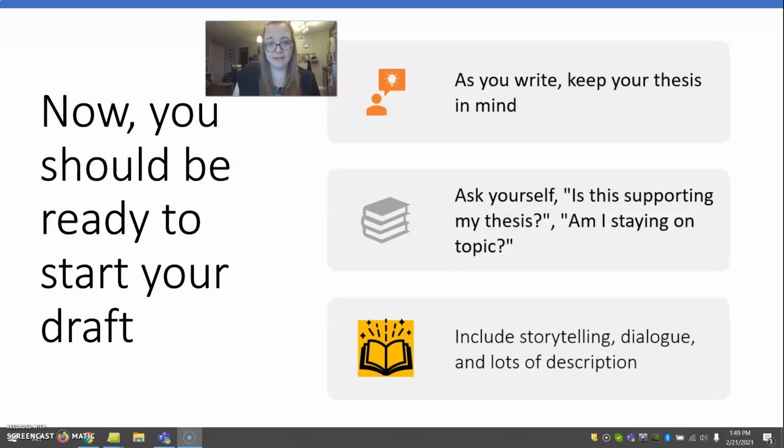But some things to keep in mind: ask yourself if you're supporting that thesis, if you're staying on topic. And if you get to the end of your draft and you read it through and you're like, oh man, I'm not staying on topic, then maybe your topic needs to adjust. See if you can involve some storytelling, some dialogue, some description, really make this experience come alive for me and your reader. So I'm hoping that these tips will be good to keep in mind this week while you work.